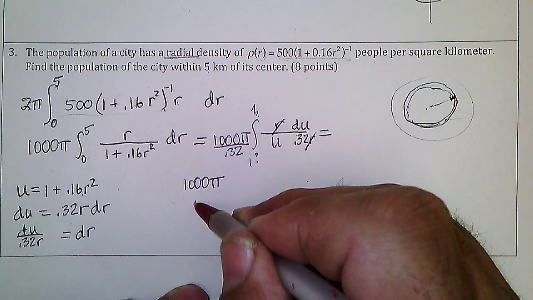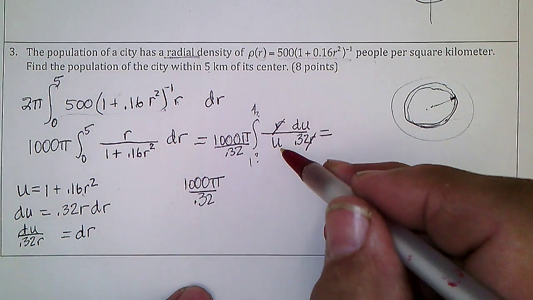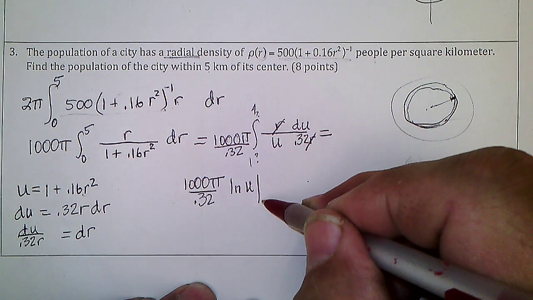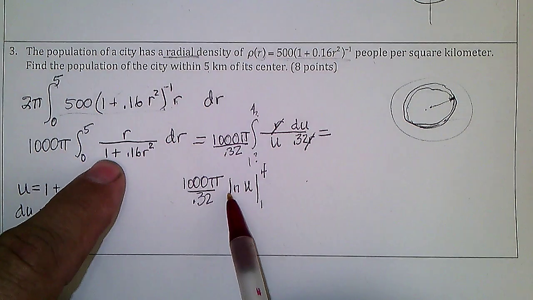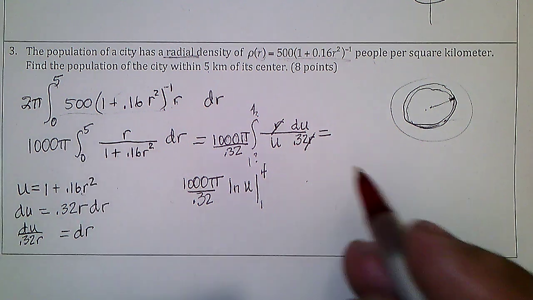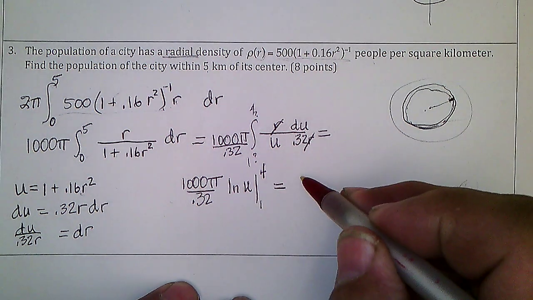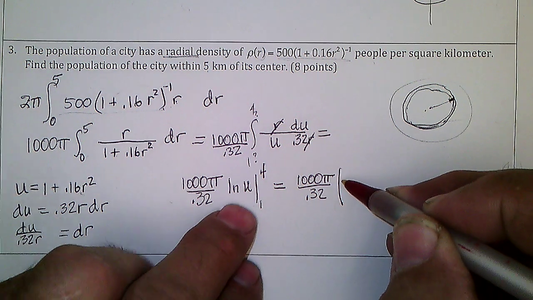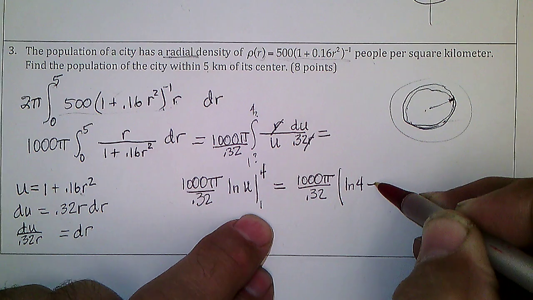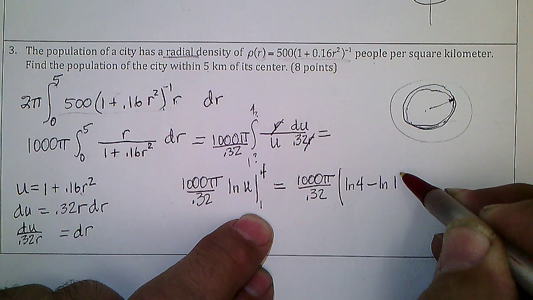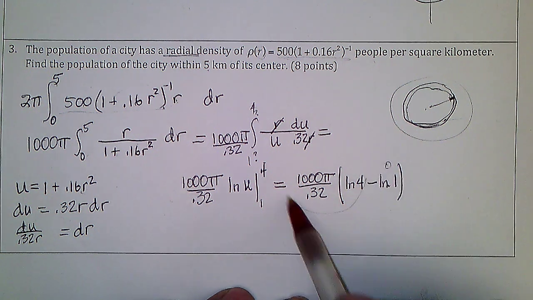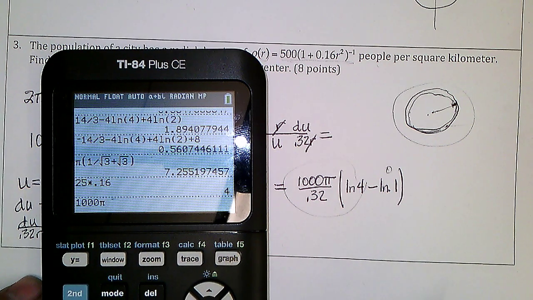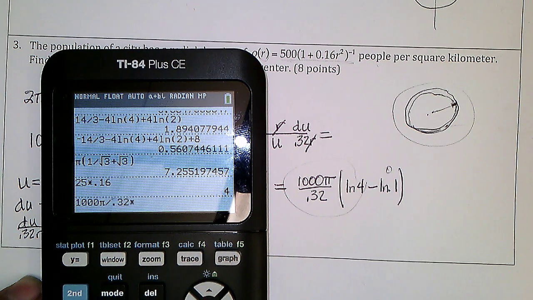So it's going to be 1,000 pi over 0.32. The integral of 1 over u is ln u, evaluated from 1 to 4, or switch it back to ln of this and put in 0 and 5. But since I've already got these limits, that would be 1,000 pi over 0.32 times ln 4 minus ln 1. And ln 1 is 0, so I just get 1,000 pi divided by 0.32 times ln 4.